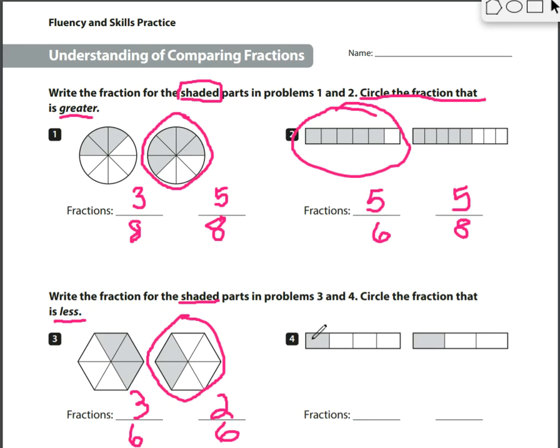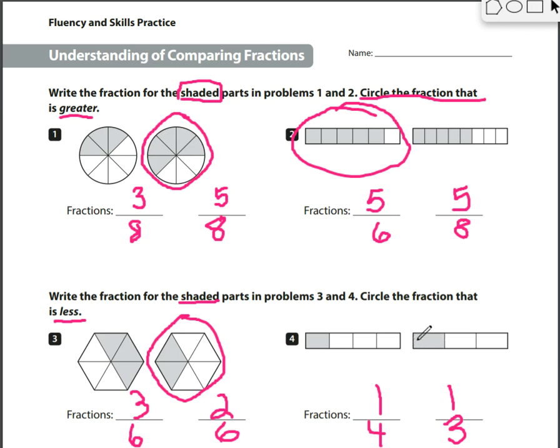All right, on to the next one. We have 1, 2, 3, and 4. So our fraction is divided into fourths. 1, 2, and 3. So we have 1/4 shaded and 1/3 shaded. We are looking for the smaller amount that is shaded.